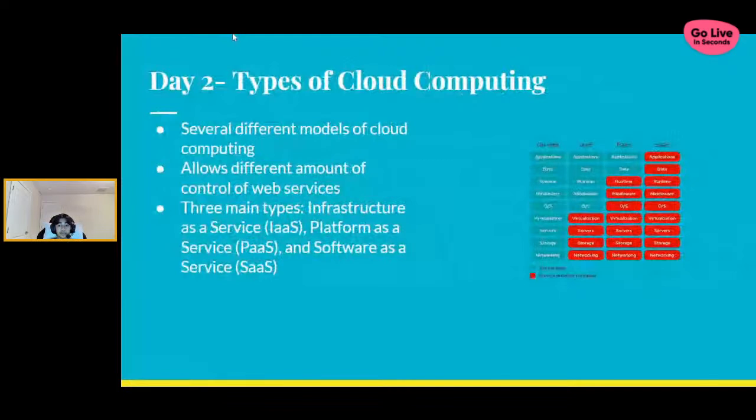All right, day two, types of cloud computing. So there are several different models of cloud computing, and these models all allow different amount of control over web services. There are three main types. Number one is infrastructure as a service, or IaaS. Number two is platform as a service, or PaaS. And software as a service is number three, and it's also called SaaS.